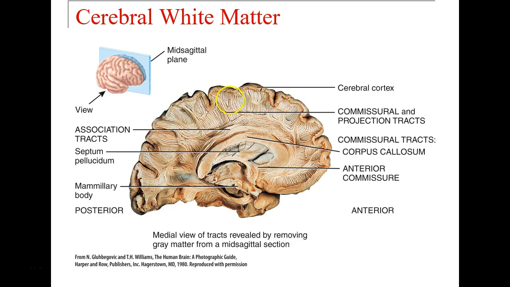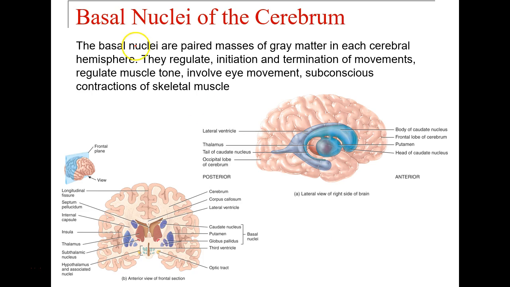Okay, so here's an anatomical look. See all these white matter tracks. This big, thick white matter area is going to be the corpus callosum. Okay, basal nuclei. These are gray. This is gray matter areas embedded in the white matter. Again, nuclei are masses of gray matter containing cell bodies of neurons. Okay, we're going to regulate, initiate, and terminate movements.